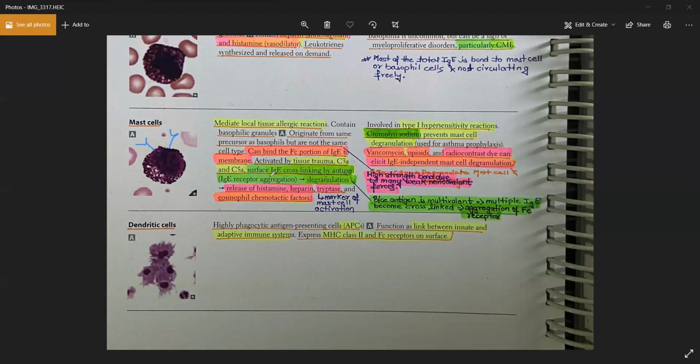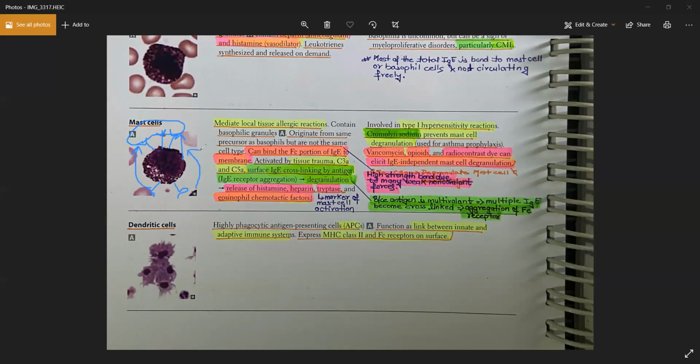Whenever an antigen comes and binds to these IgE antibodies, because the antigens are of very big size, multiple IgE antibodies can bind to the same antigen. This is known as cross-linking. When many IgE antibodies bind to the same antigen, you call it cross-linking. Because of the cross-linking, the receptor aggregation is occurring, and as a result the receptor aggregation will happen.